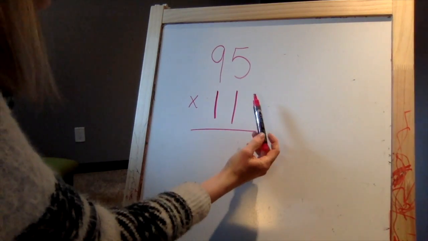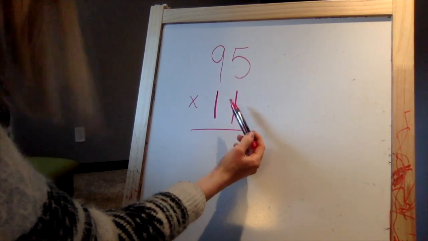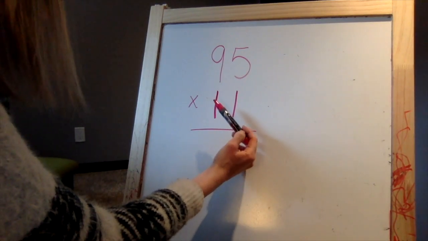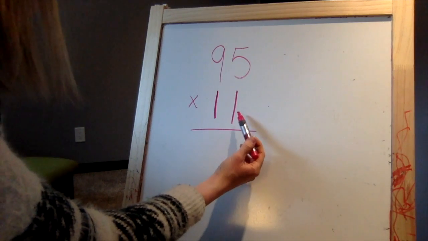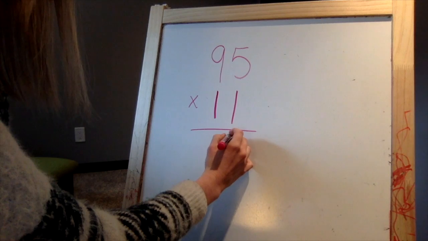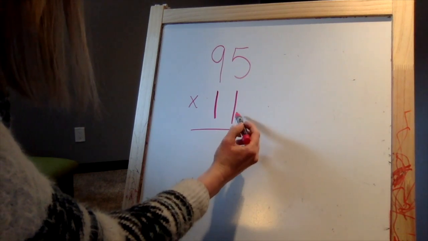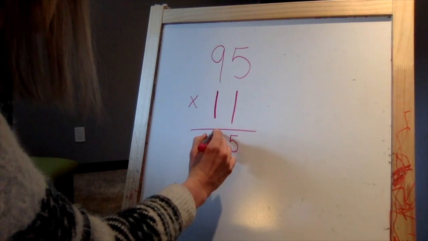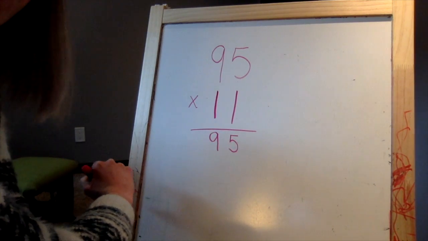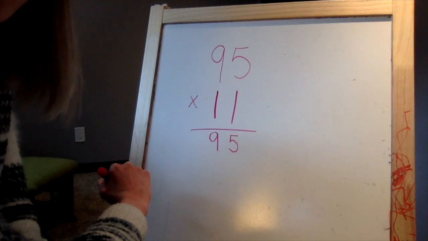Okay, this one's a pretty good one for an example because I start with 1 times 5, or 1 times 95, and then I start with 10 times 95. So 1 times 5 is 5. 1 times 90 is 90, right? It's the same steps. It seems a lot simpler when you're doing ones, so it's a good example.